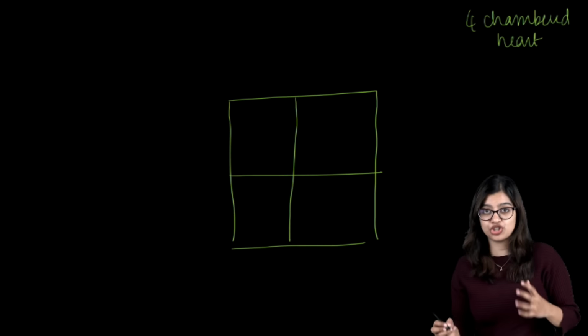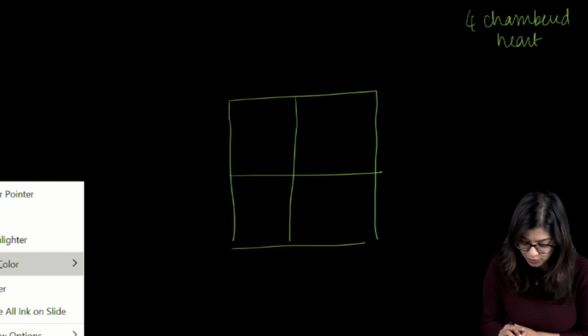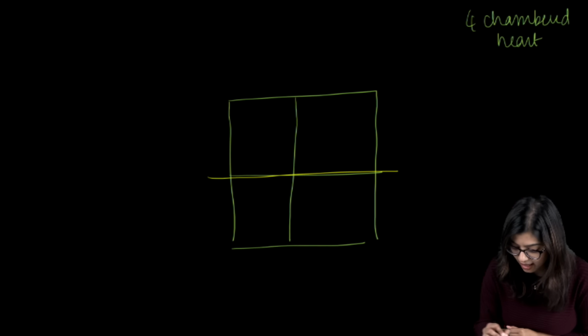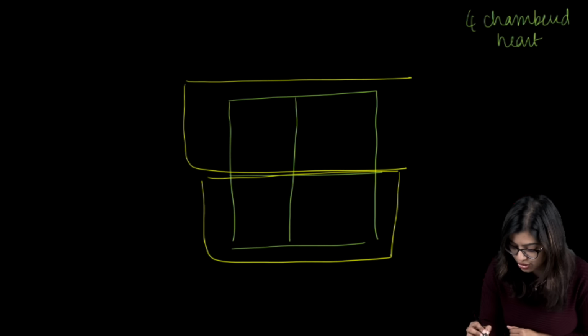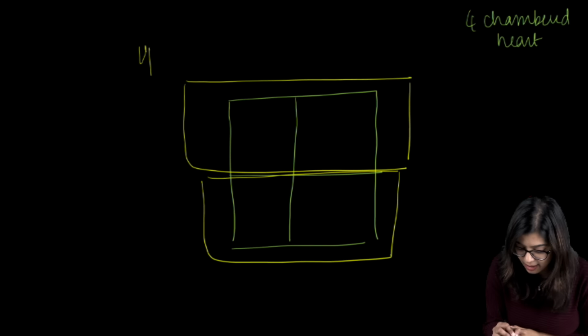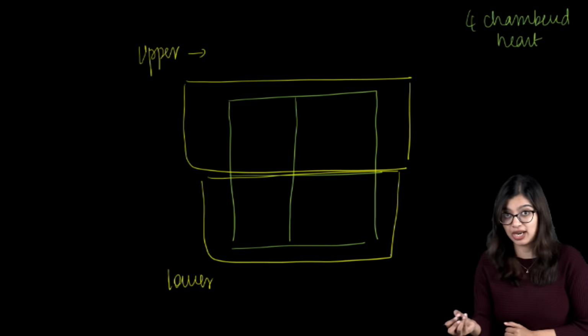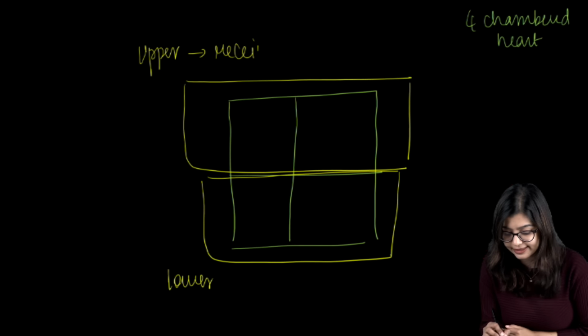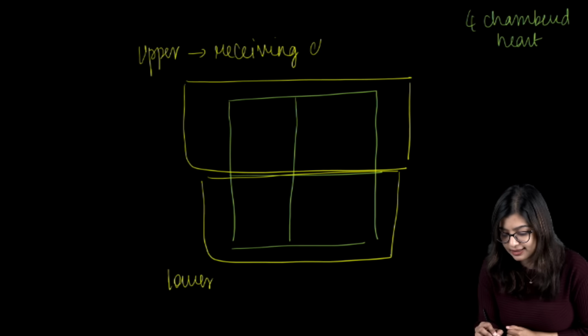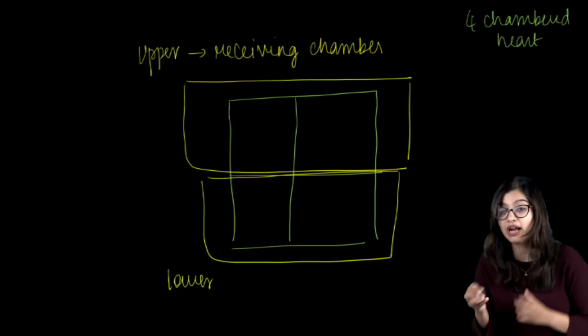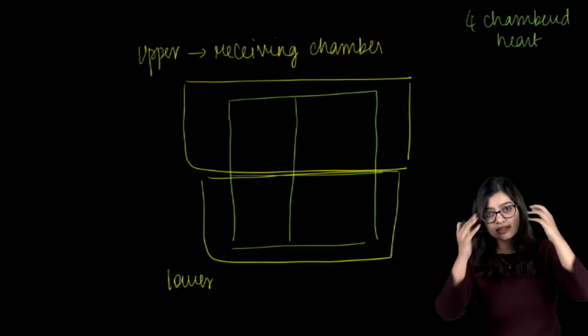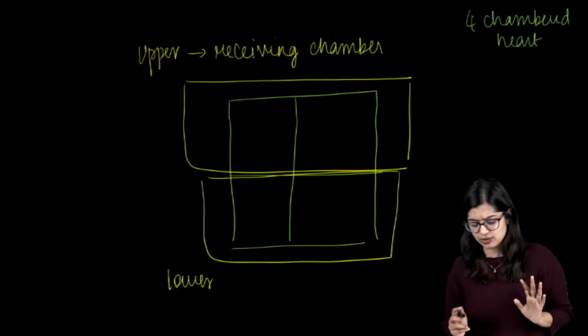And we see that the 4 chambers that are there can be divided into 2. So we see that we have the upper chambers and the lower chambers, right? Now the upper chambers are often called the receiving chambers. That means that they will always receive blood from different parts. Yes, it could be either from the lungs or different parts of the body.